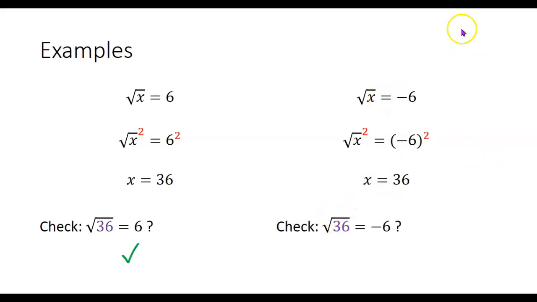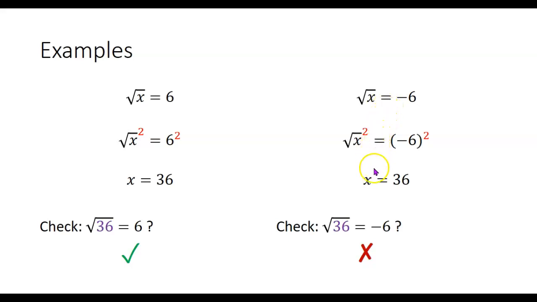But if we check that in the equation we started with here, the square root of 36 equals negative 6? Well, no, that's not quite right. The square root of 36 doesn't equal negative 6, it equals positive 6. So here, this is not actually a legitimate solution to the equation we started with.